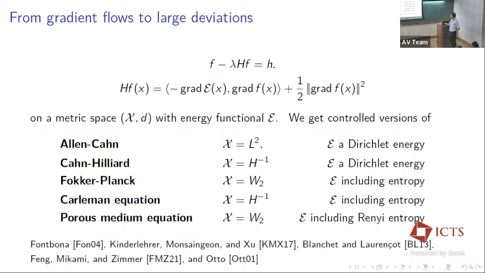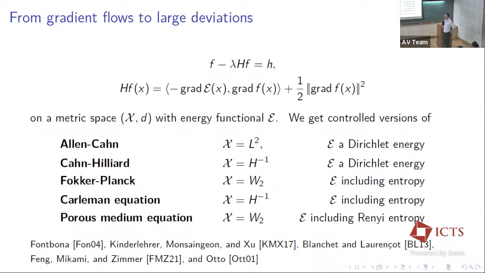If you have Brownian particles and you look at the empirical measure, and you take a limit, you get the Fokker-Planck equation, or, as you want, the McKean-Vlasov equation, and the large deviations around that, of course, correspond to this controlled version. And there are two others.